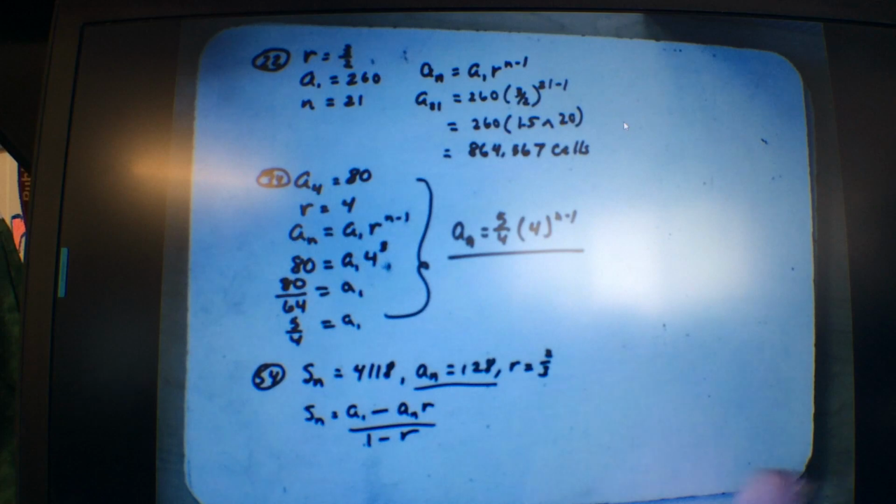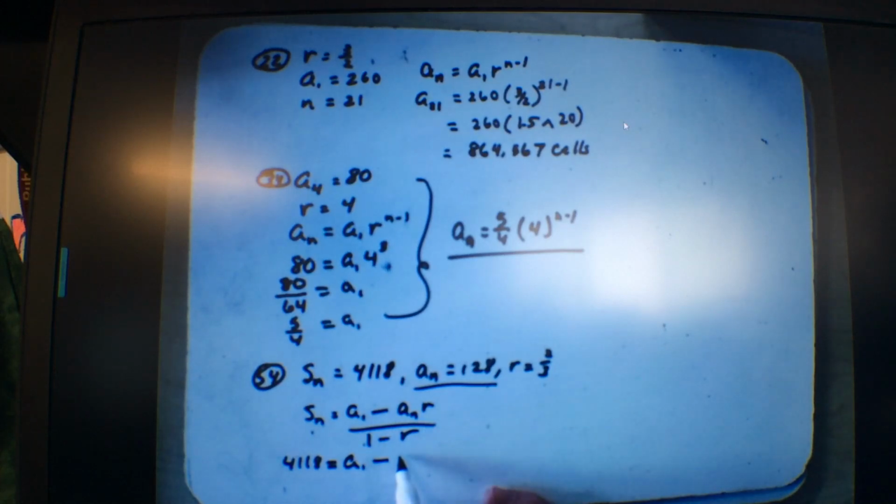Now we're going to plug in some numbers. First of all, S of n is what? 4,118. We do not know a sub 1. What is a sub n? 128. 128 times r, which is times 2/3, correct? All over 1 minus r, which is 1/3.